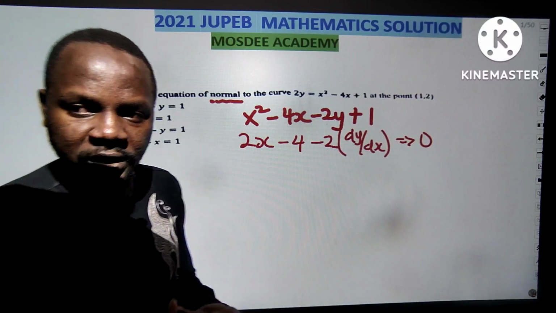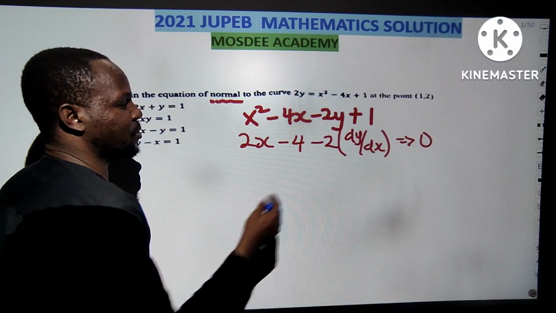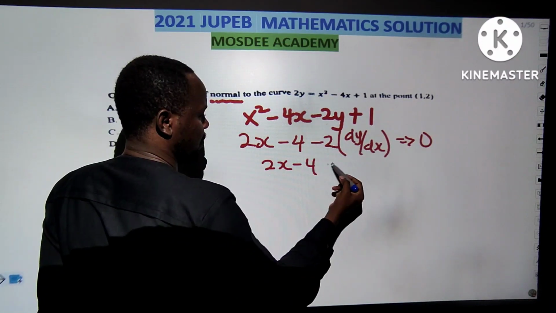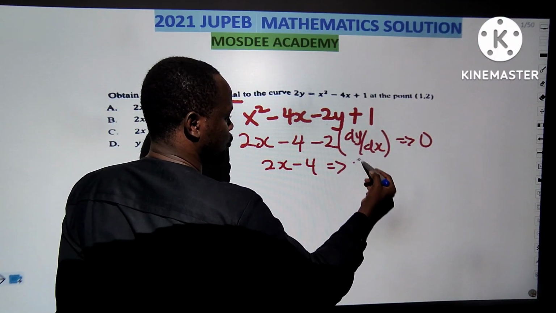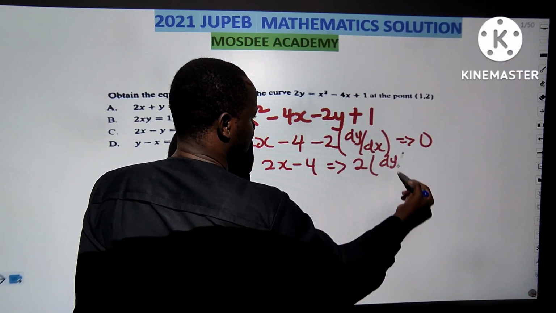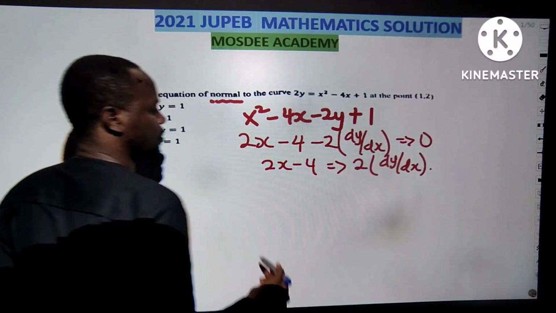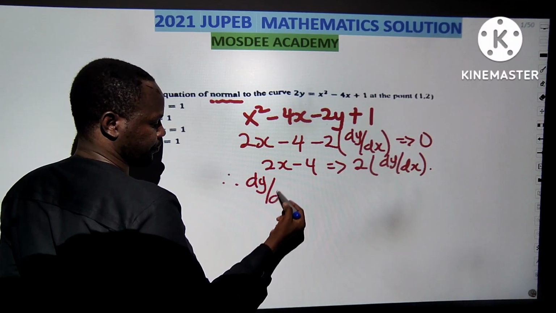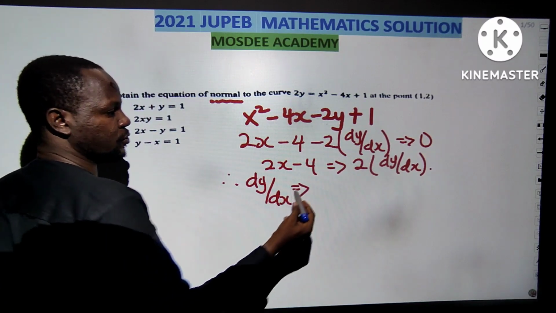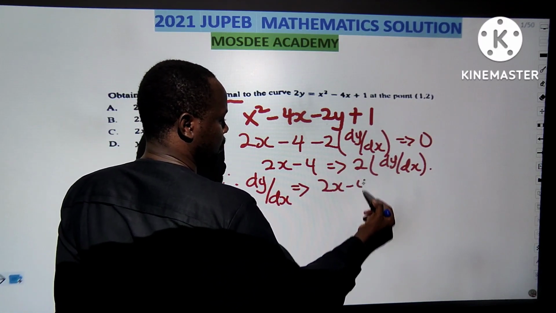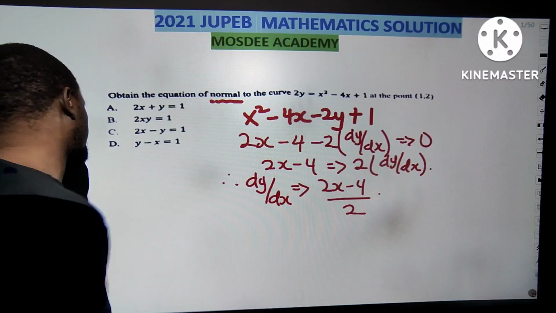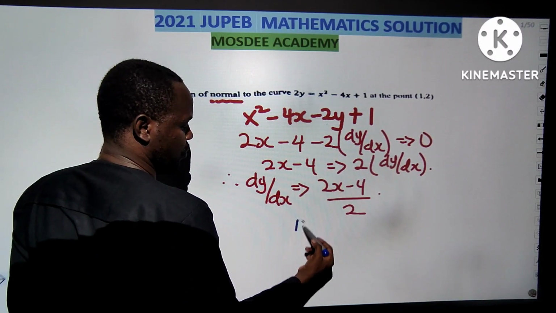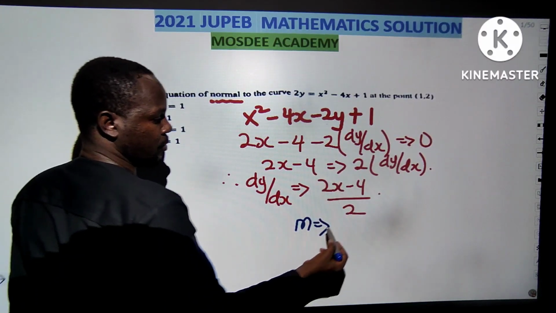I don't have too much time to be explaining too many things. So on substitution, isolate this term: 2x minus 4 is equals to, when this moves to the other side, 2 dy/dx. On simplification, dy/dx will be equals to 2x minus 4 over 2. The 2 can go there, so m, which is the same thing as dy/dx, will give you x minus 2.